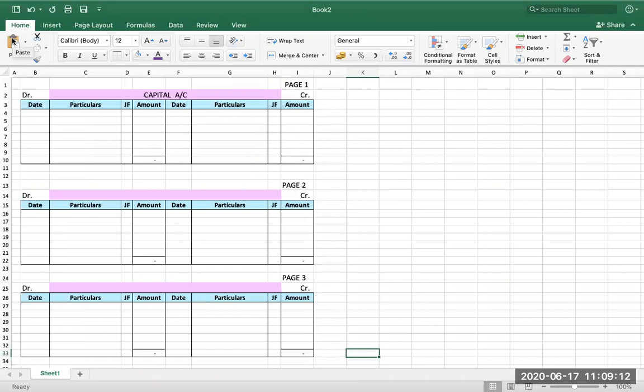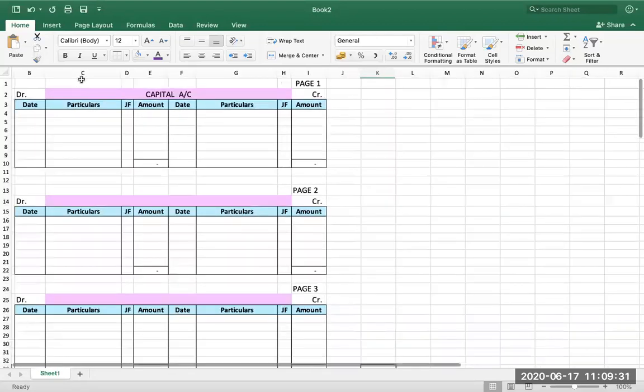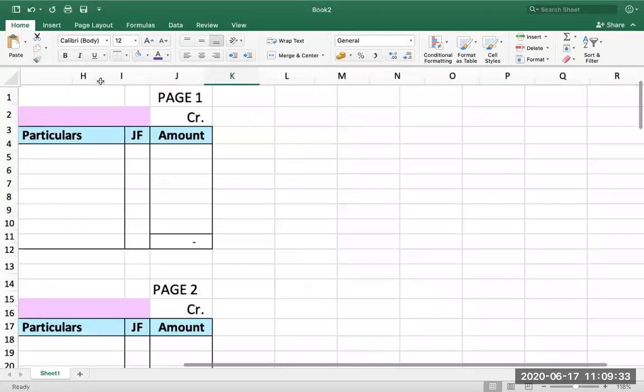So today I'm going to teach you about the format, how you make it. Second, I'll pick up one journal entry question which we have already done, and based on the journal entries, show how you post those entries into the ledger. That is what I'm going to teach you today. I'll just make it a little bigger so that I can show you the format first.